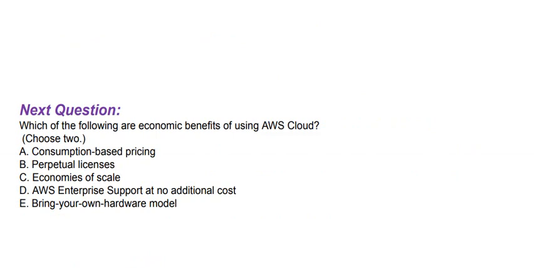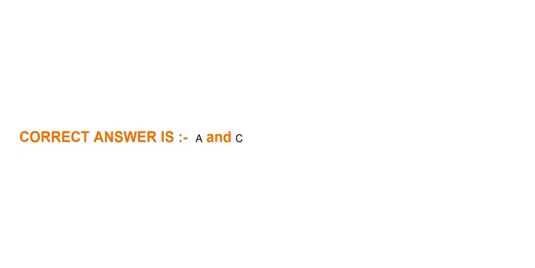Next question is: which of the following are economic benefits of using AWS Cloud? Choose two options. Option A: consumption-based pricing. Option B: perpetual licenses. Option C: economies of scale. Option D: AWS Enterprise Support at no additional cost. And option E: bring your own hardware model. The correct answer is option A and C.